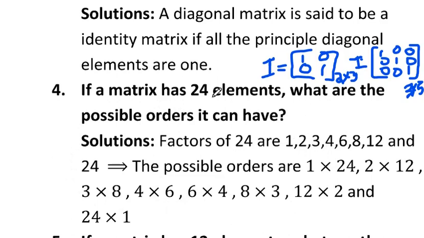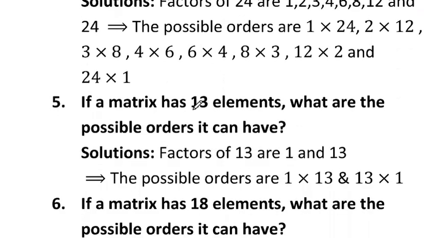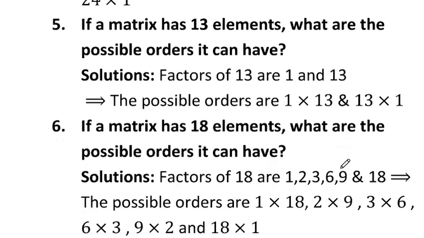If the given number is a prime number, what happens? See this example. If a matrix has 13 elements, what are the possible orders it can have? Here 13 has only two factors, 13 and 1. Therefore, there will be only two possible orders, that is 1 cross 13 and 13 cross 1. These are all asked for 1 mark. In the previous exam, such a type of question was asked. And one more question, it is also similar. If a matrix has 18 elements, what are the possible orders it can have?